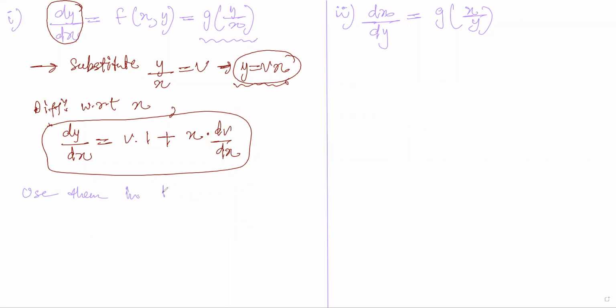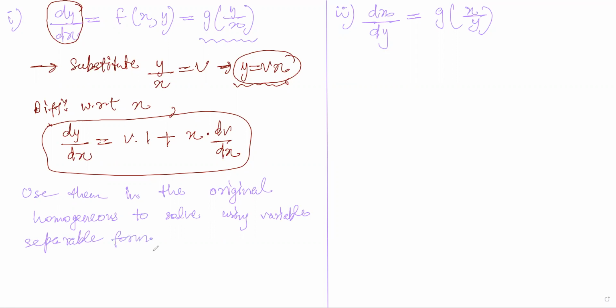Use them in the original homogeneous equation to solve using variable separable form. This variable separable form is the easiest one. That should be the standard method of how to solve a differential equation. But because we are not able to convert all the x with dx and all the y with dy, the homogeneous concept arose.